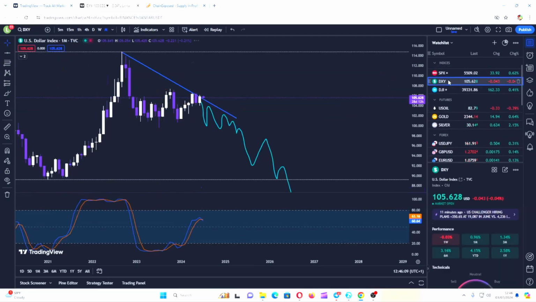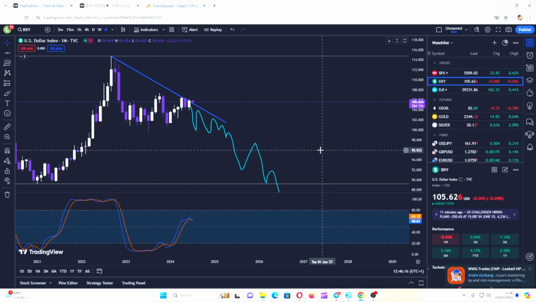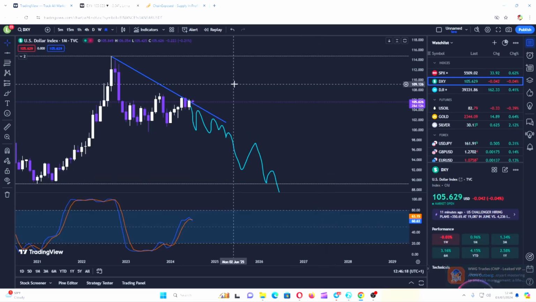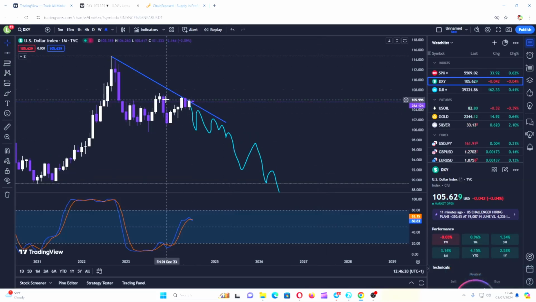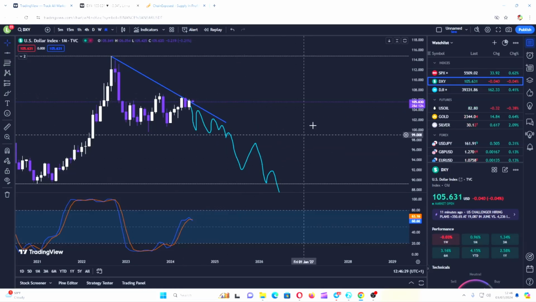What's the Dixie doing? I want to see something like that on the Dixie. I want to see it start to drop now. If it continues to pump, crypto's going to keep dumping. But it is inside a bearish fair value gap at the minute. So we want to see it dip.